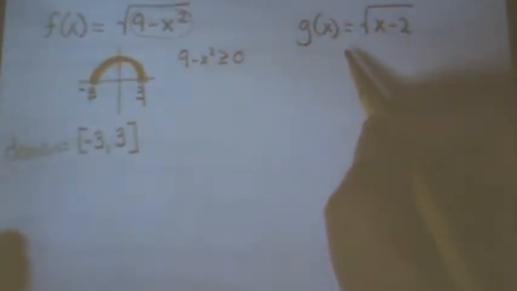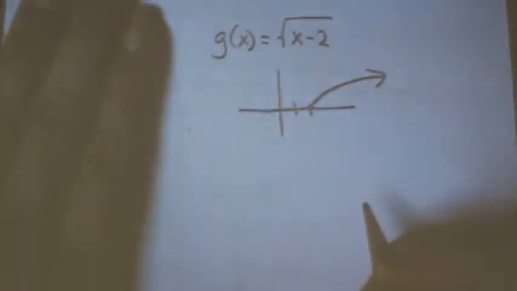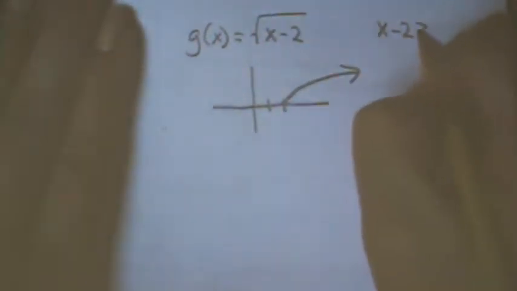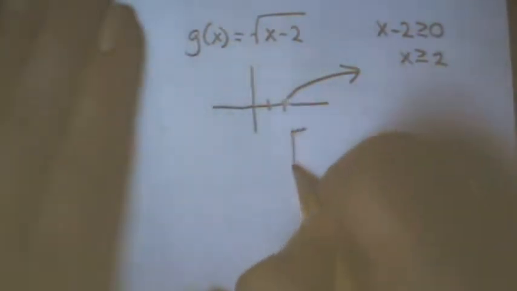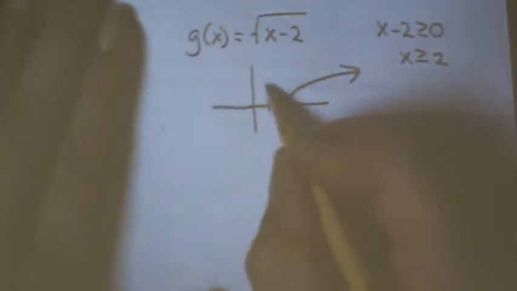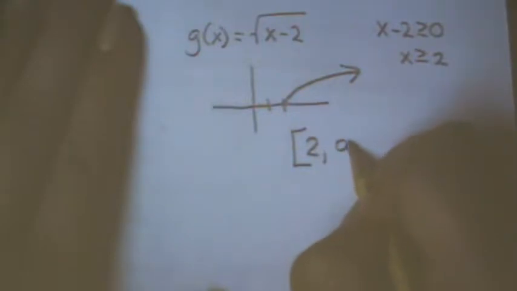And I said, you had a test on this. If I said, hey, what's the domain of this? Well, what does this look like? This is a radical, 2 units to the right. What numbers can you put in here to make this work? X minus 2 has to be greater than or equal to 0, so x has to be greater than or equal to 2. So would you all agree that the domain of this function is from 2, including 2, to infinity, right?